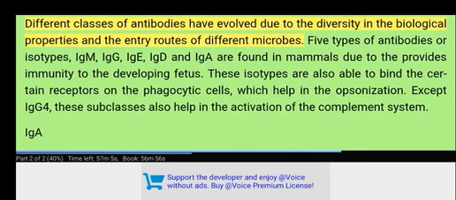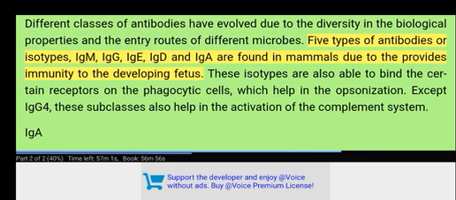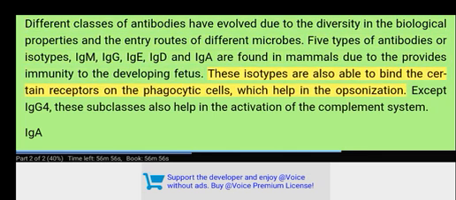Antibody classes. Different classes of antibodies have evolved due to the diversity in the biological properties and the entry routes of different microbes. 5 types of antibody isotypes, IgM, IgG, IgD, IgA and IgE, are found in mammals, and IgG provides immunity to the developing fetus. These isotypes are also able to bind to certain receptors on the phagocytic cells, which helps in opsonization. Except IgG4, these subclasses also help in the activation of the complement system.